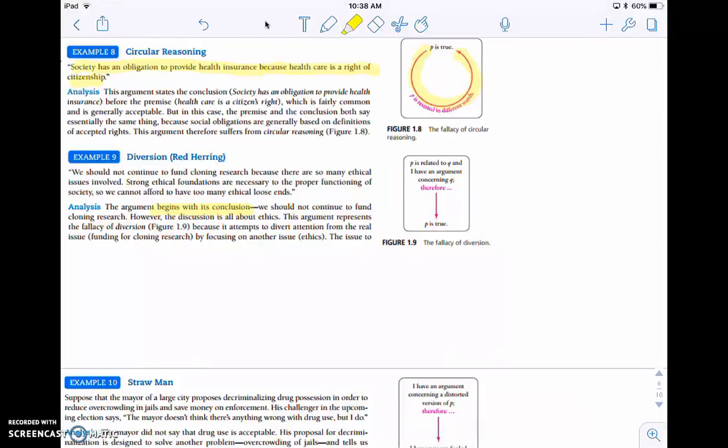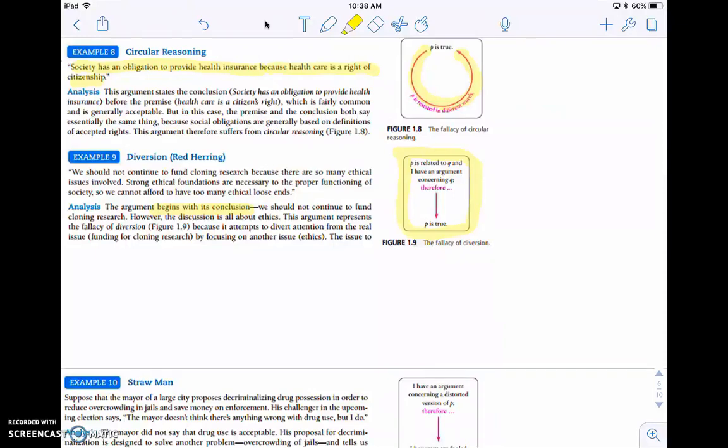But this is about ethics. The argument is about ethics. And so they're trying to divert your attention away from the real issue by focusing on another issue. And so this is: P is related to Q, and I have an argument concerning Q, therefore P is true. So they're talking about one thing, but then diverting your attention to something else.